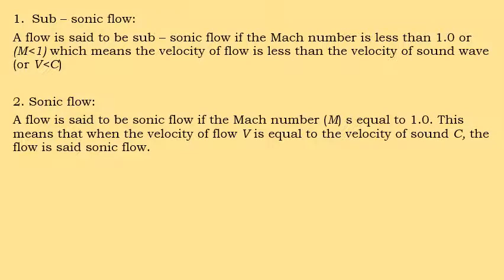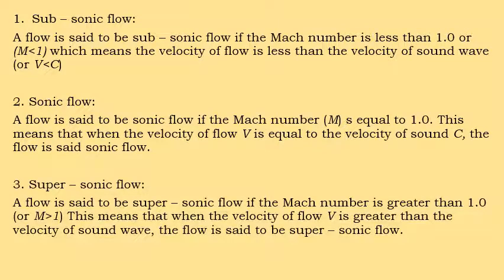The second type of flow is sonic flow. A flow is said to be sonic if the Mach number M is equal to 1. That means the velocity of the sound wave and the velocity of the fluid flow are equal. Such a flow is called sonic flow. The third one is called supersonic flow. Here the Mach number value is greater than 1. That means the velocity of the fluid flow is greater than the velocity of the sound wave. So these are the three different types of flow based on Mach number.